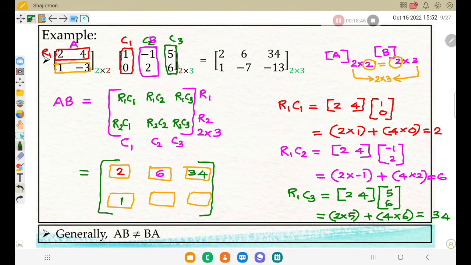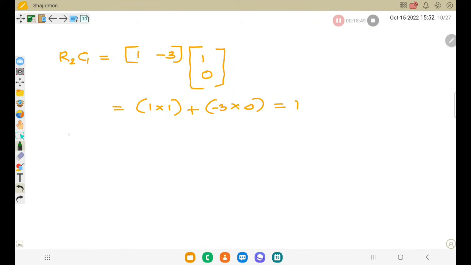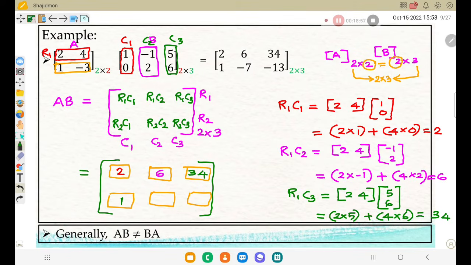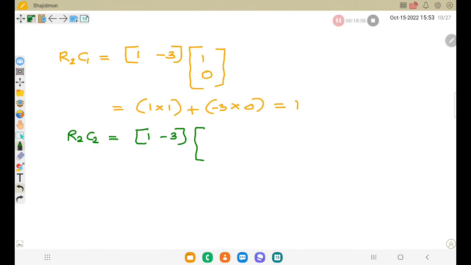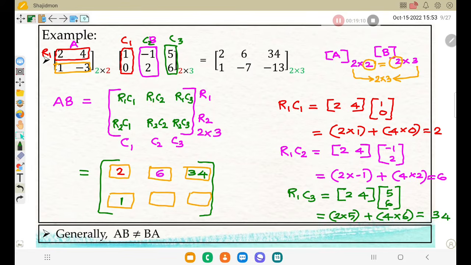Now same way, another one. We need to calculate R2, C2. Second row means 1, minus 3 multiply column number 2. Minus 1, 2. So multiply here 1 multiply minus 1 plus minus 3 multiply 2. That means minus 7. So we can write here minus 7.